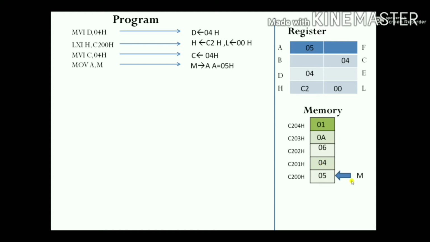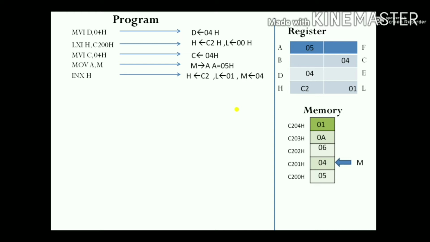So we need to move this pointer to this memory location, that is C201H. It means the HL register pair should have the address as C201H. So to increment the address by 1, which instruction do we use? Yes, INX H. So after INX H, what happens? See, the HL register pair will contain the address C201. After this, memory will point to memory location C201.